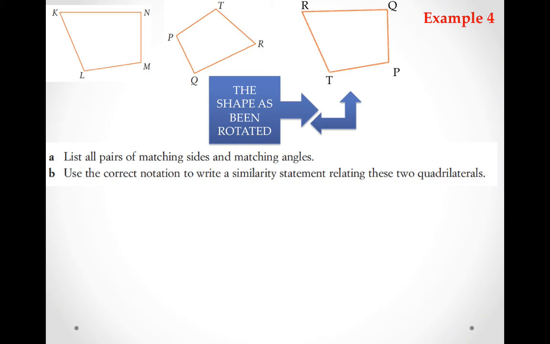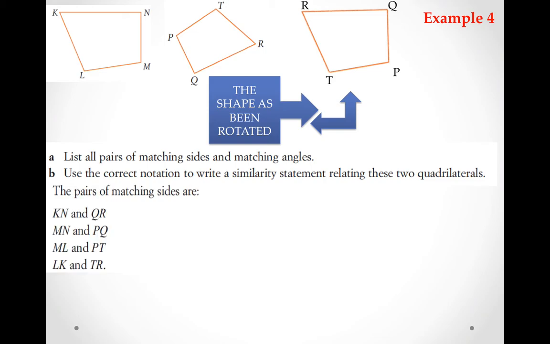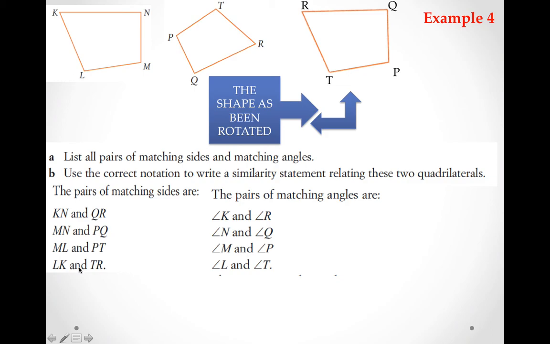So we're going to list all the pairs of matching sides and matching angles, and we need to use the correct notation to write similarity statements relating these two quadrilaterals. So we're proving that the matching pair of sides are, and we can see that, like I said, from the rotation of it very simply, KN is the matching side to QR, and so forth. The matching angles, again after rotating it, you can quickly see that angle K and angle R are the matching angles.